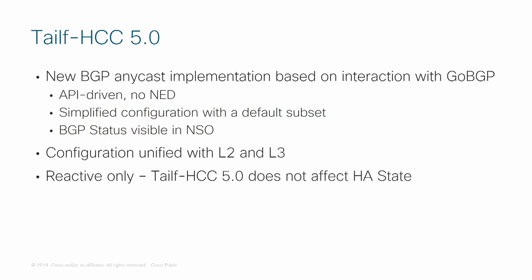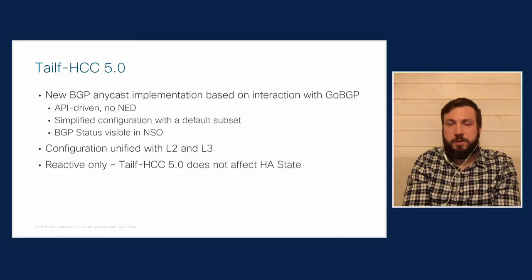In comparison to the earlier versions, the configuration of the BGP Anycast is simplified. We have suggested how to set it up with a default subset, which is what you can configure. It's a bit less flexible, but it's way easier to get it up and running. There's also improved user feedback: you can see the status of the BGP daemon in NSO itself, so there's less need to go to an external log to see the status or what's going on.